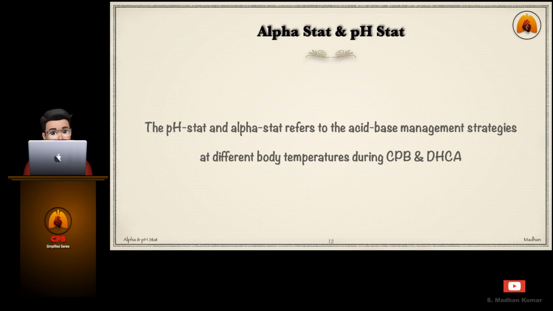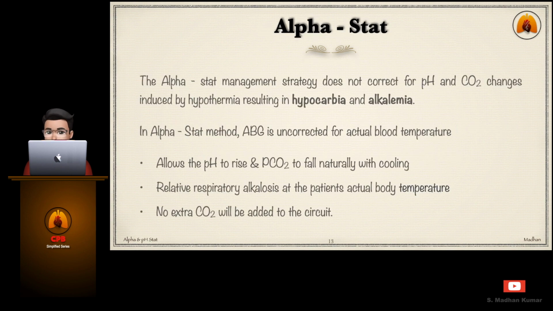The two basic strategies used in acid-base management at different body temperatures during CPB and DHCA are alpha stat management and pH stat management. The alpha stat management strategy does not correct for pH and CO2 changes induced by hypothermia, resulting in hypocarbia and alkalemia. In the alpha stat method, ABG is uncorrected for actual blood temperature.